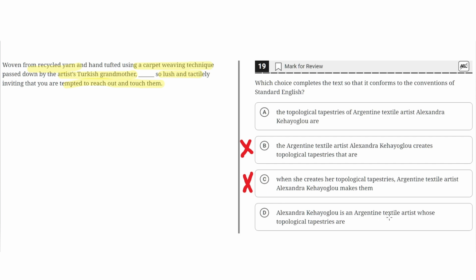D. Alexandra Kiyohoglu is an Argentine textile artist whose topological tapestries are. This is incorrect, because like B, it makes the subject of the sentence the textile artist, not the tapestries. And like B again, it would highlight how the artist is woven from recycled yarn and hand tufted, not the tapestries. So D is incorrect, and the correct answer is A.